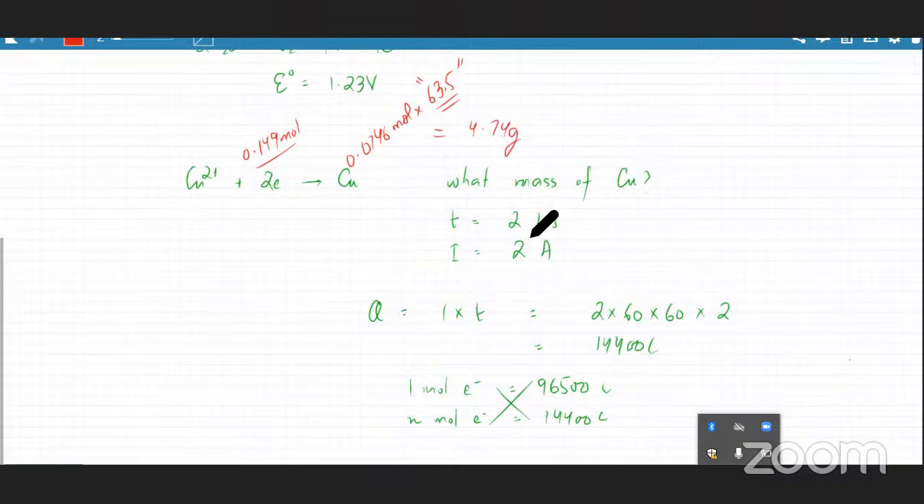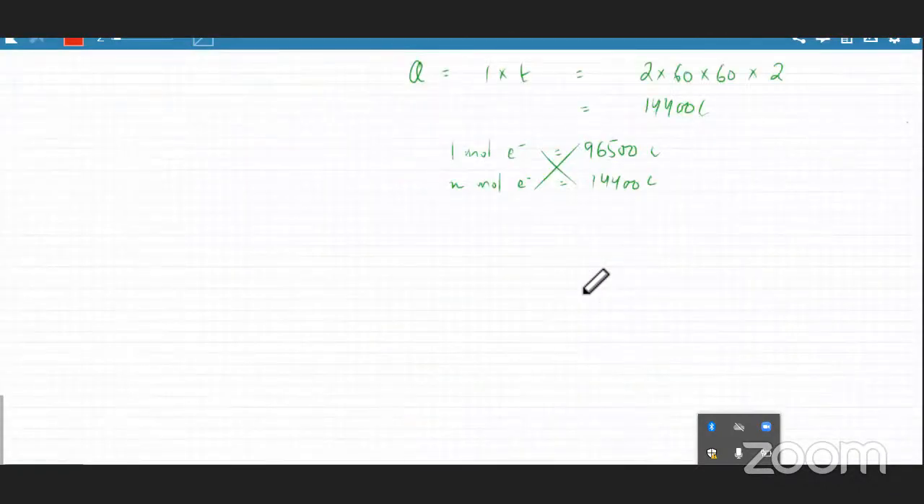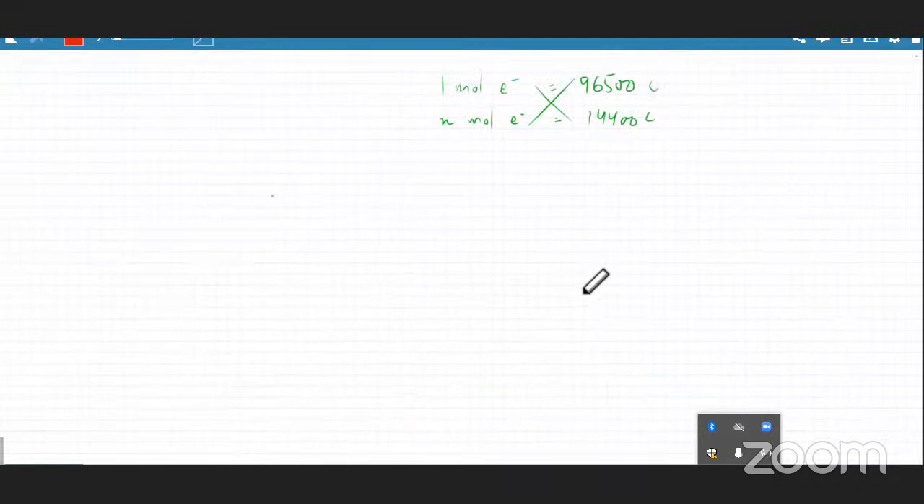Then, sir, but how do we find Avogadro's constant? It's the reverse. Let's say the question is, I'm just making this question up. We're probably going to get a wrong value for Avogadro's constant, but this is how it's going to happen. Let's say they tell you that 4.5 grams of copper is deposited.